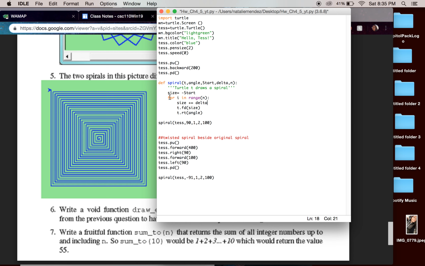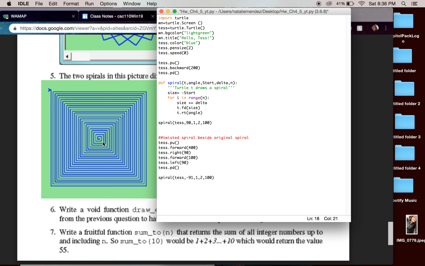So in order for that whole thing to happen, I made a for loop, and I made the for loop for a function of n, or for the variable of n, and this size plus equals delta is going to make that buffer, like I said earlier, either smaller or bigger depending on what values I put in there.